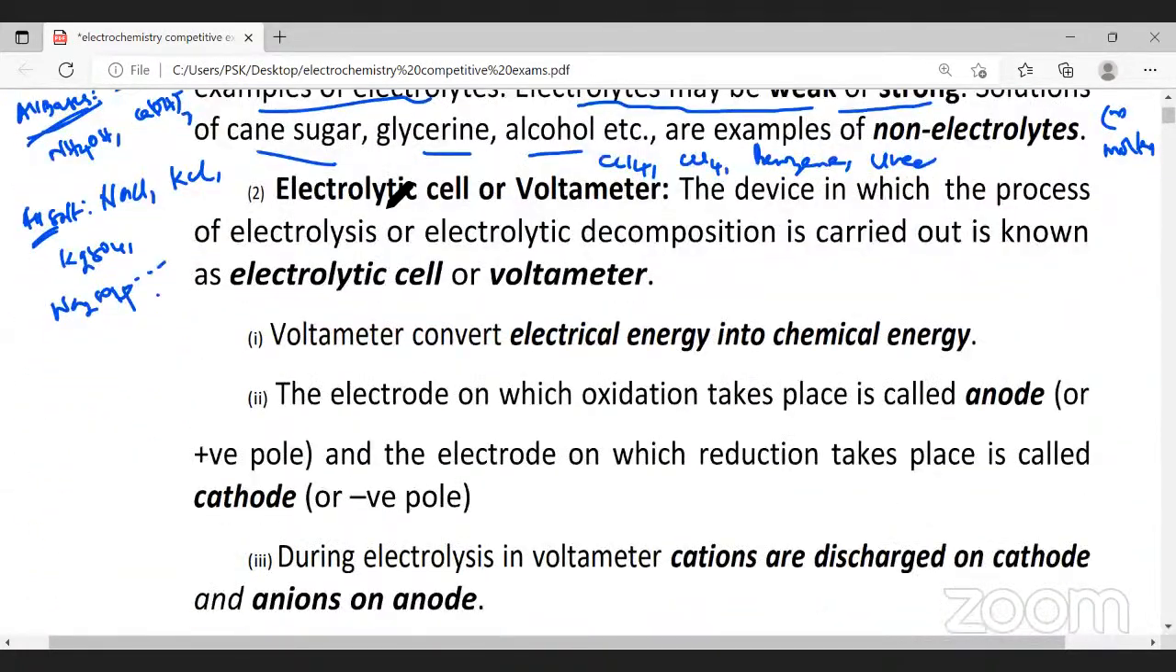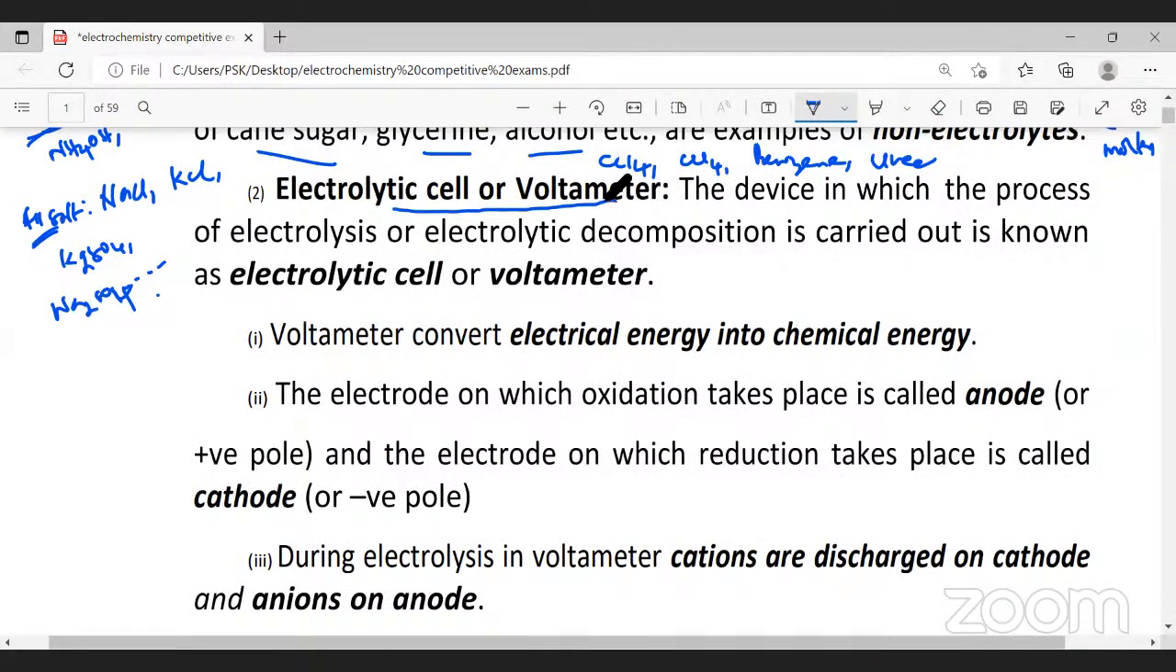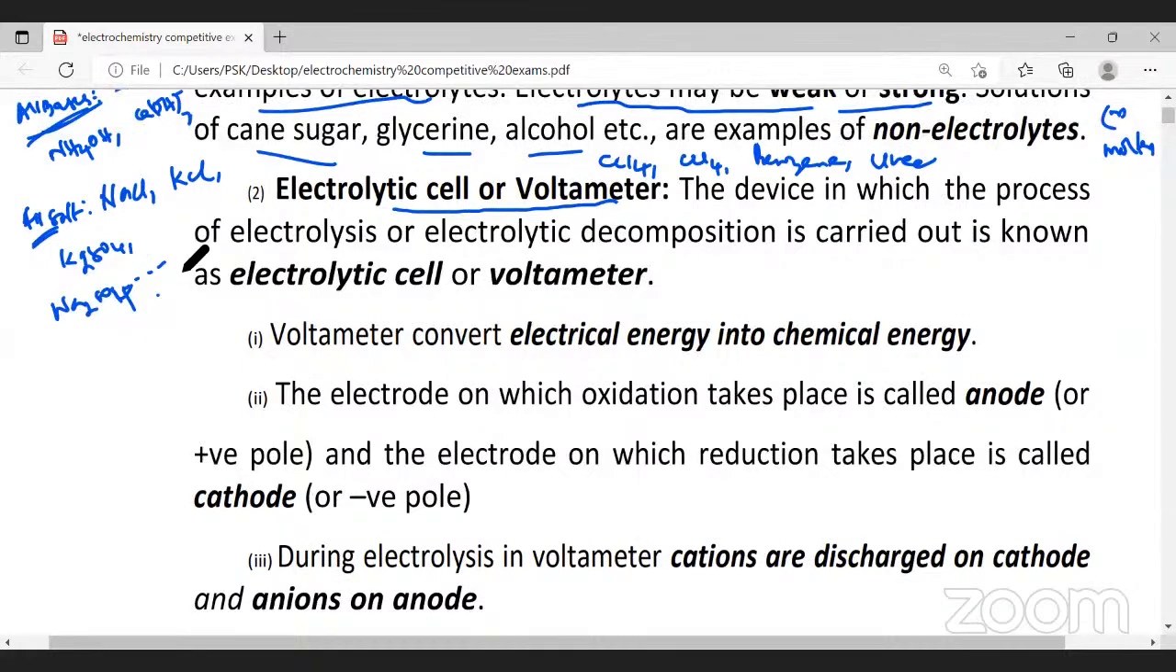Now, the electrolytic cell, also called a voltameter. What is this electrolytic cell or voltameter? The device in which the process of electrolysis or electrolytic decomposition is carried out is known as an electrolytic cell. A cell or device in which electrolysis or electrolytic decomposition takes place is called an electrolytic cell, or also a voltameter.